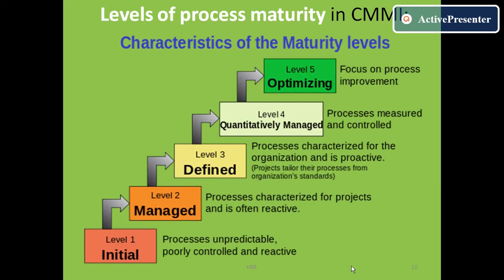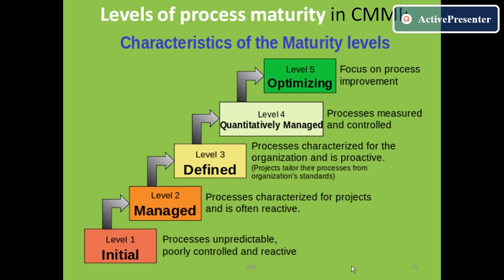So these are the levels of process maturity in CMMI, or in short, these are the characteristics of the maturity levels. So level 1 is the initial level and its focus is on the processes being unpredictable, poorly controlled and reactive. At level 1, the processes are unpredictable, poorly controlled and reactive. And after overcoming this problem, we reach level 2, that is the managed level, or the organization reaches level 2, that is managed level. In that, the process is characterized for projects and is often reactive.